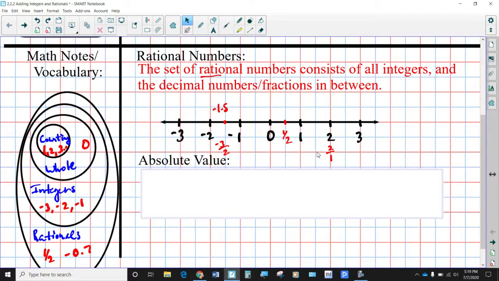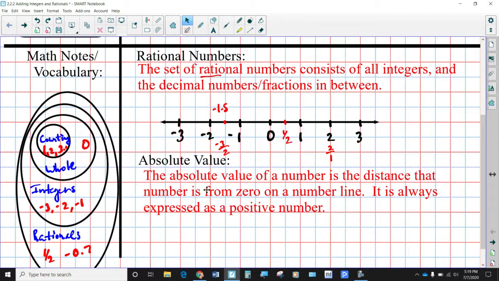Another term I want you to look at here is absolute value, because we're going to be doing some work with absolute value today. The definition of absolute value, it's often confused with opposites, but they don't mean the same thing. The absolute value of a number is the distance that number is from zero on a number line, and it's always expressed as a positive number. So if you take this number 1/2, its absolute value is 1/2 because it's half of a unit away from zero. If you take this number here, negative 1.5, the absolute value of that number is 1.5 because it is 1.5 units away from zero.